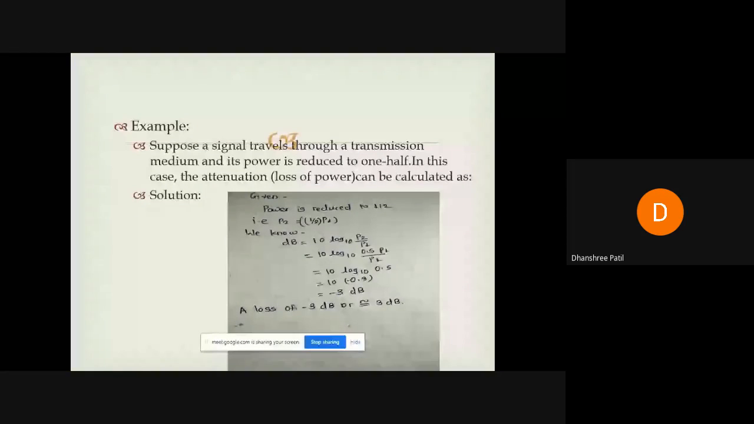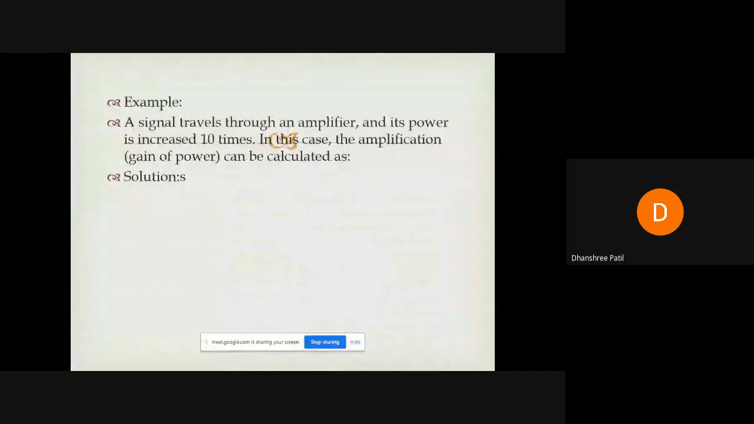Okay? Now we'll see one more example. Now you have to solve this example. I told you already that you should keep your calculators with you. Now tell me the answer. I'll read the example: a signal travels through an amplifier and its power is increased 10 times. In the earlier example, the signal was getting lost or decreased, but in this case it is getting increased.